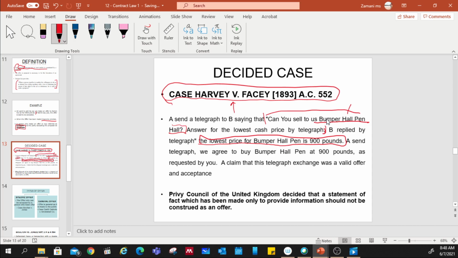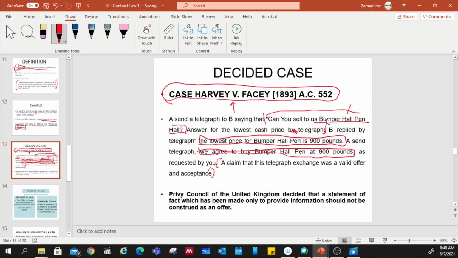A then sent a telegraph in response: we agree to buy Bumper Hall at £900 as requested by you. A claimed that this telegram exchange was a valid offer and acceptance. So A thinks that he can buy that hall at £900, but based on this conversation, there is no agreement to sell it. This is just to answer what the price is for the Bumper Hall.